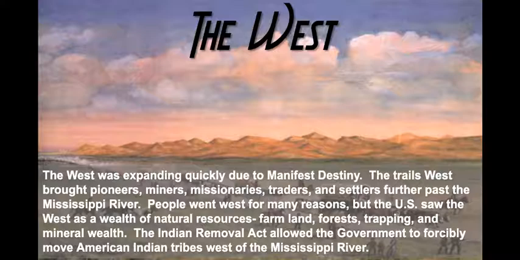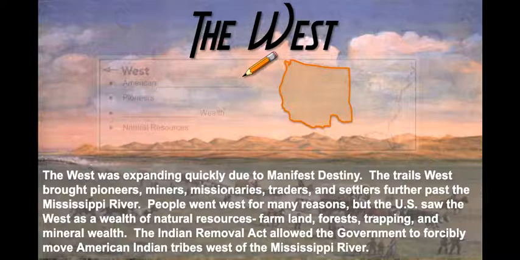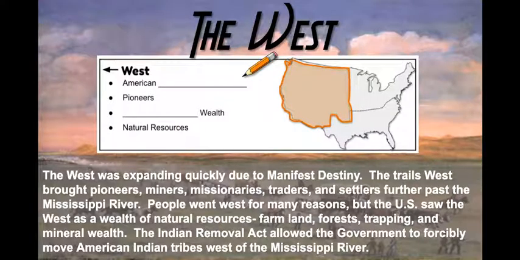The last region that we divide our country into right now is the West. The West was expanding quickly due to manifest destiny. The trails west brought pioneers, miners, missionaries, traders, and settlers further past the Mississippi River. People went west for many reasons, but the U.S. saw the West as a wealth of natural resources: farmland, forests, trapping, and mineral wealth. The Indian Removal Act allowed the government to forcibly move American Indian tribes west of the Mississippi River.